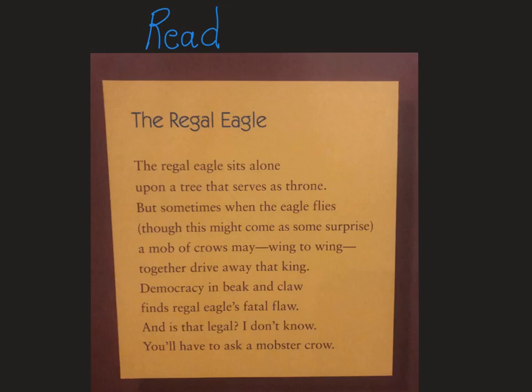I picked a poem from Jane Yolen's book called Birds of a Feather, and this poem is called The Regal Eagle. The regal eagle sits alone upon a tree that serves as throne, but sometimes when the eagle flies, though this might come as some surprise, a mob of crows may, wing to wing, together drive away that king. Democracy in beak and claw find regal eagle's fatal flaw. And is that legal? I don't know. You'll have to ask a mobster crow.